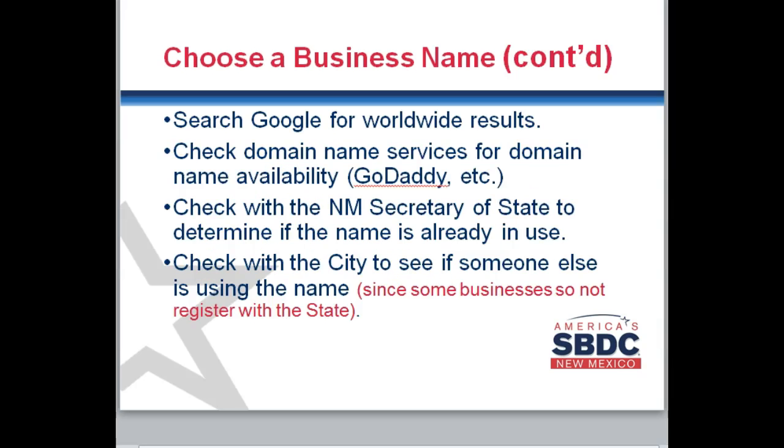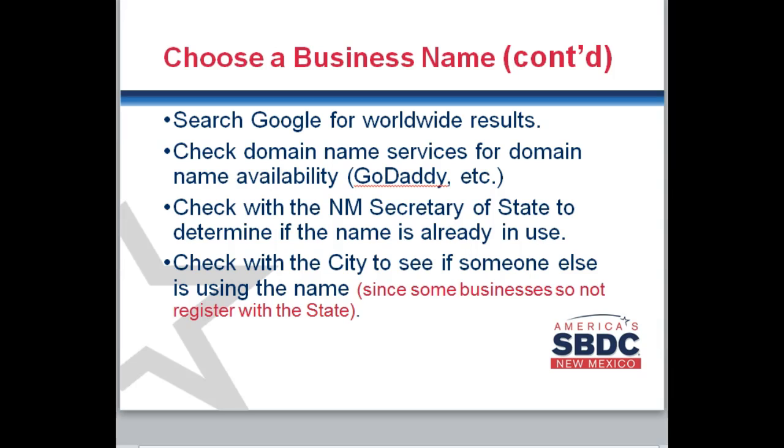Next, you should get on Google or another search engine and type in your business name to see what the worldwide results would look like. You also might need to check to see if that domain is available. You can go to any type of hosting, such as GoDaddy or other, and type in the domain name and see if it's available. You might want to ensure that you have a domain name, since having a website is very important to your business.